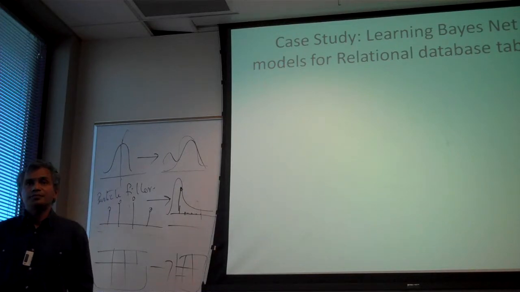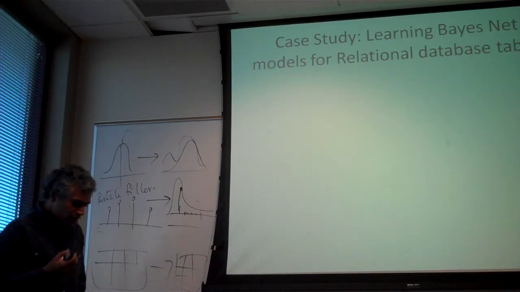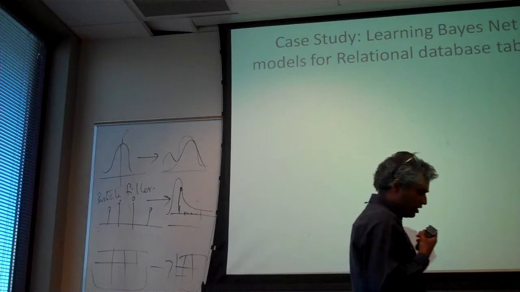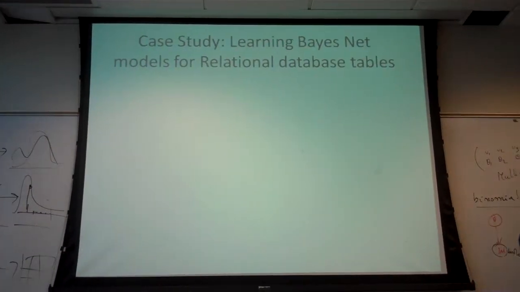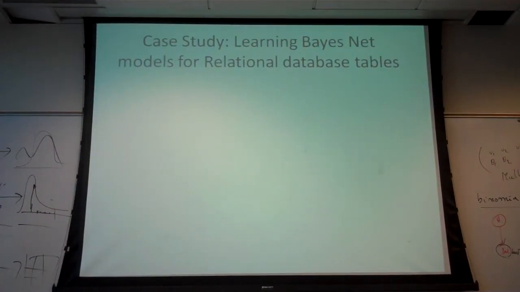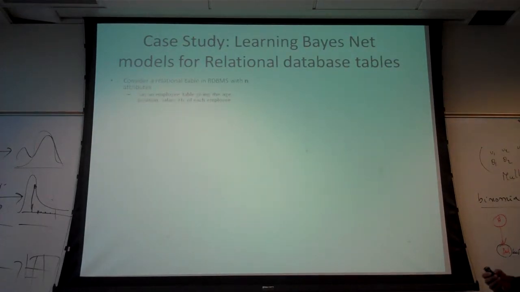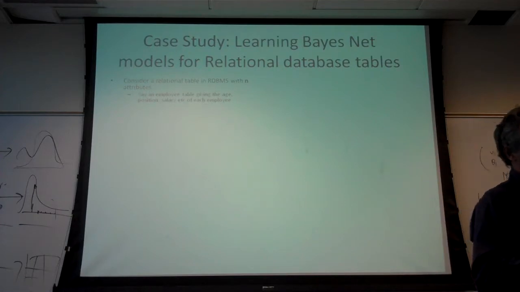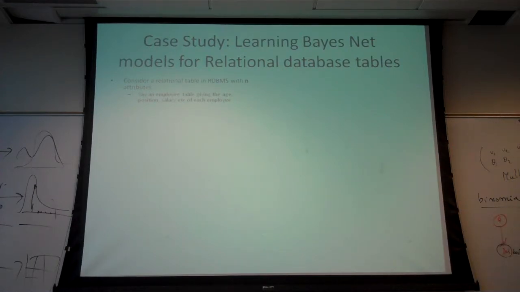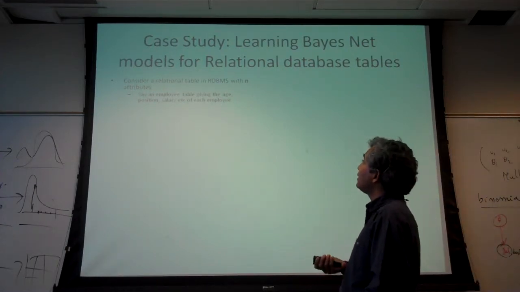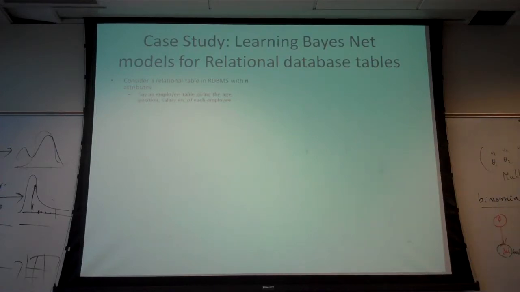Any questions? Okay, so now let's do some application, and that sort of leads us into EM and hidden data business. Suppose we have a relational table in some database. Let's say an employee table giving the age, position, salary, etc. of each of the employees.